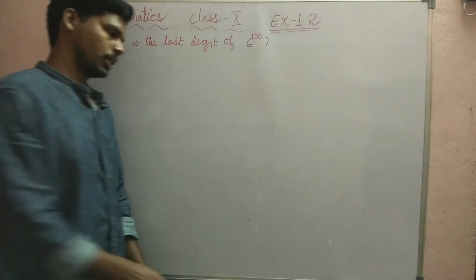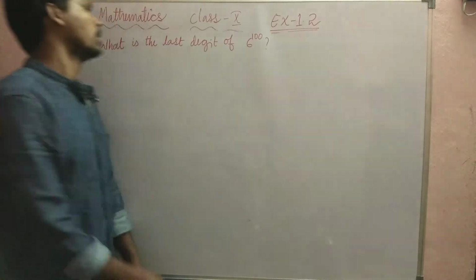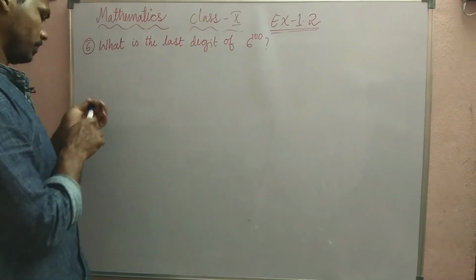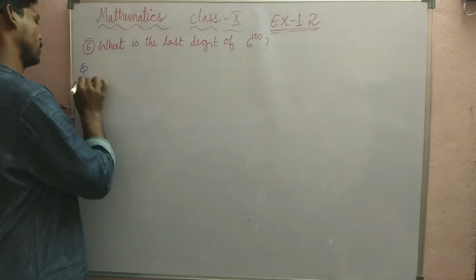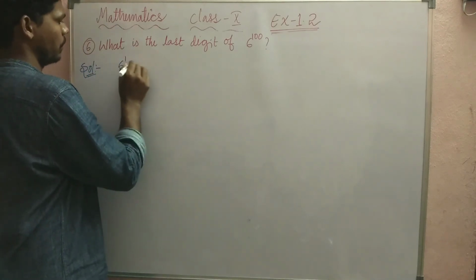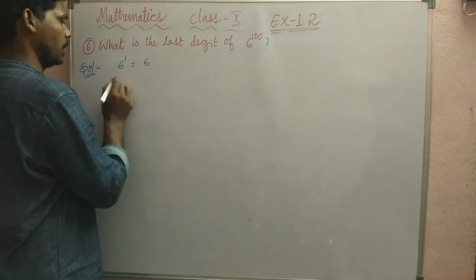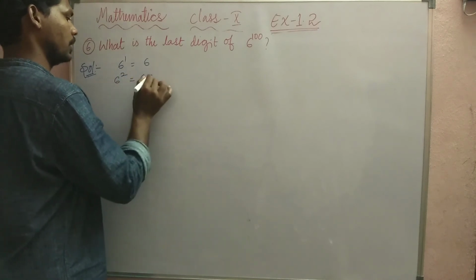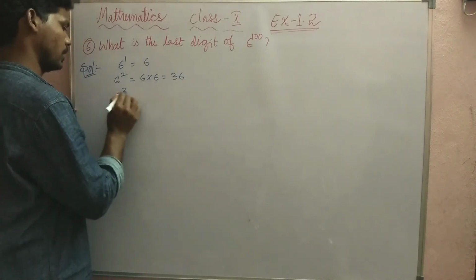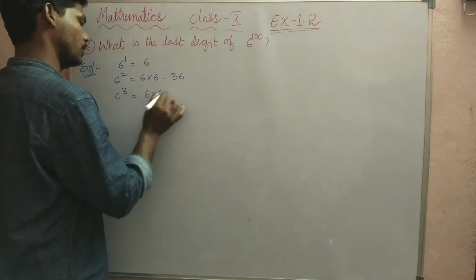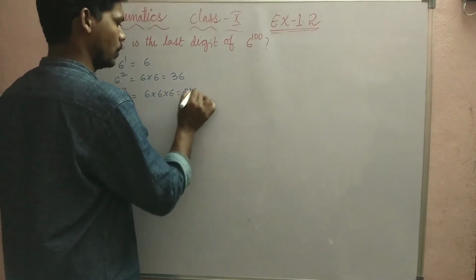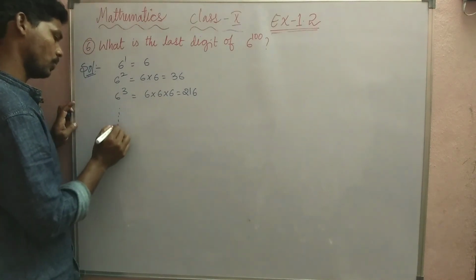The next question is, what is the last digit of 6 to the power of 100? So here 6 power 1 is, we know, 6 only. 6 square, 6 is multiplied twice, that is 6 6 are 36. 6 cube, 6 into 6 into 6, 3 times itself multiplied, gives 216, and so on.